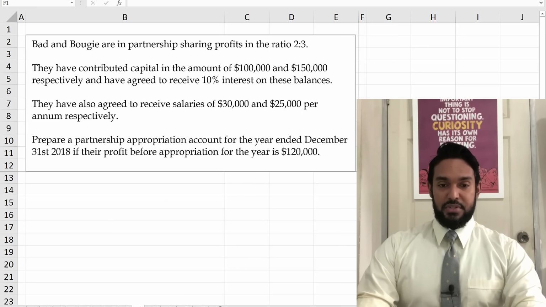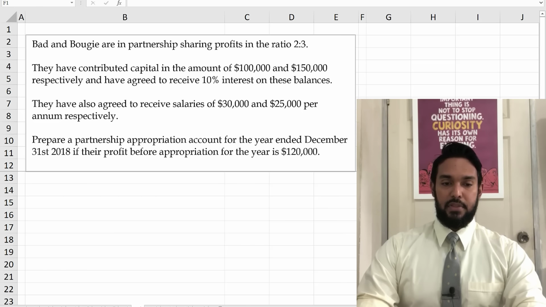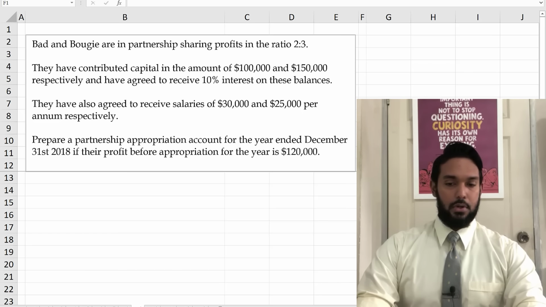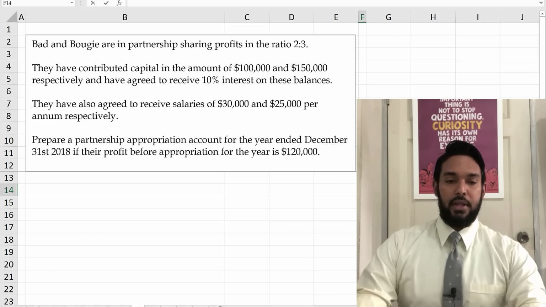They have also agreed to receive salaries of 30,000 and 25,000 per annum, respectively. Prepare a partnership appropriation account for the year ended December 31st, 2018, if their profit before appropriation for the year is 120,000. All right, so we know what's going to happen here.